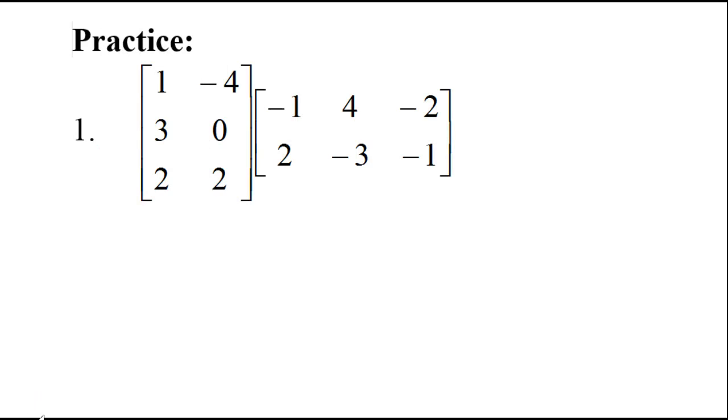All right, let's do another practice problem, but I encourage you to pause the video and try doing this one by yourself. Our first step is to check and make sure that this product is actually defined. Let's write down the dimensions of each matrix. So the dimensions of the first matrix are 3 by 2 because we have 3 rows and 2 columns. The dimensions of the second matrix are 2 by 3 because we have 2 rows and 3 columns.